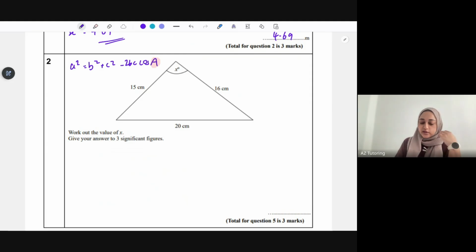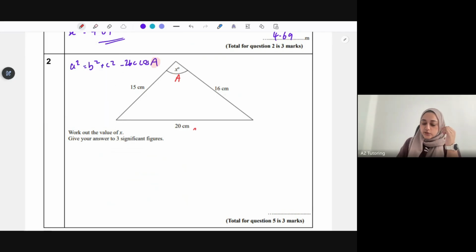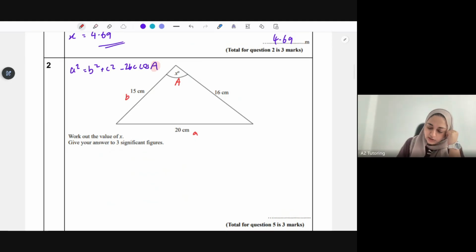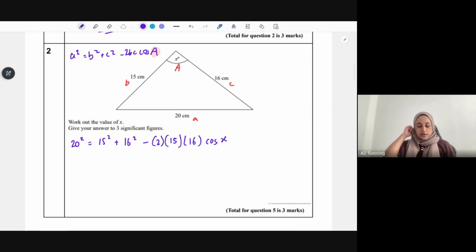First things first, label the triangle. So with cosine rule, label the angle first. So that's angle A. So this would be side A. Then we've got B and C. It doesn't matter which one you call B or C. I'll just say this is B and that's C. Now plug everything into the equation. So we've got A squared, which is the length, 20 squared, equals B squared, which is 15 squared, plus C squared, 16 squared, minus 2 times B times C, cos of my angle, and I don't know what my angle is, that's x.